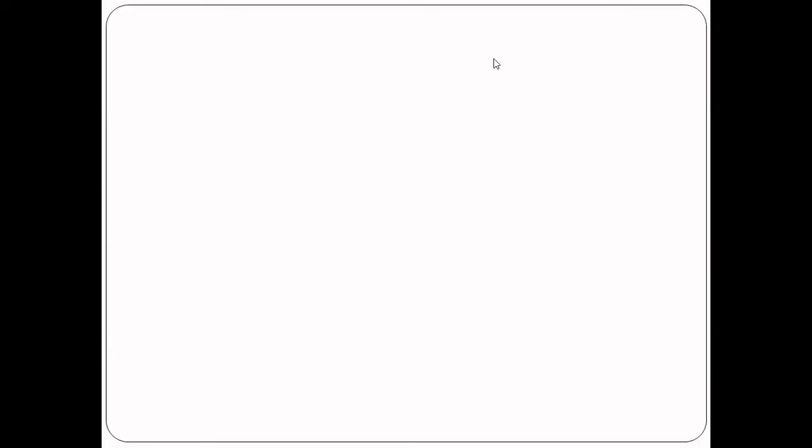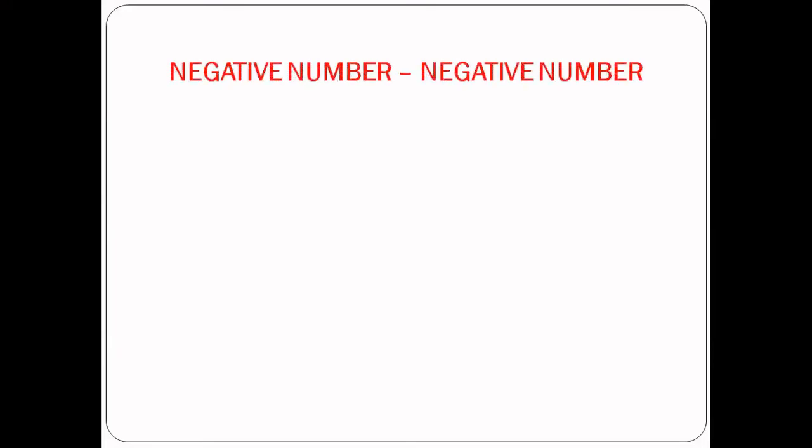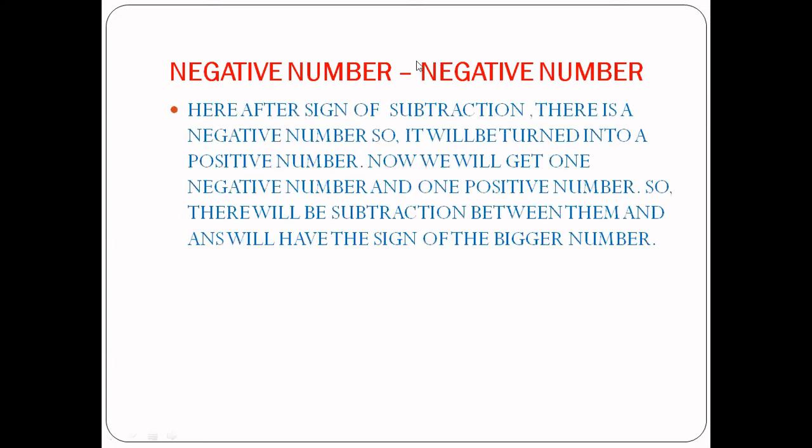Let's see the fourth rule. Negative number minus negative number. So here there are two negative numbers and there is a subtraction sign between them. It means that one negative number is getting subtracted from another negative number. So after this sign of the subtraction, there is a negative number.